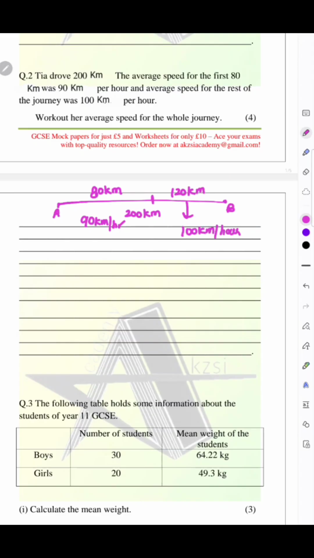So don't do 90 plus 100 by 2. We are not calculating the mean. Keep that in your mind. This is the most common mistake. Average speed has its own formula. It's not mean speed they're asking, it's average speed, and we know averages are mean, mode and median, so it's not only mean. Average speed is total distance over total time taken.